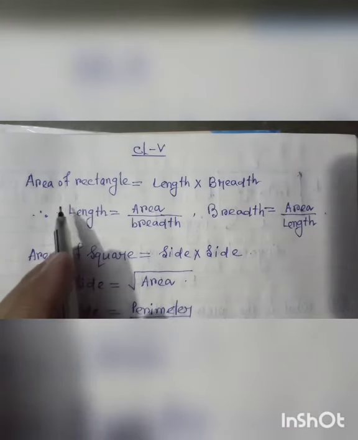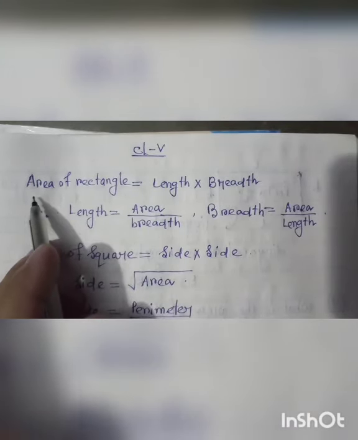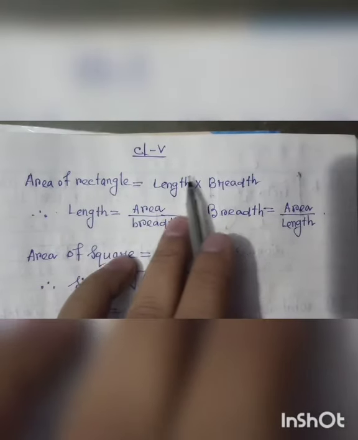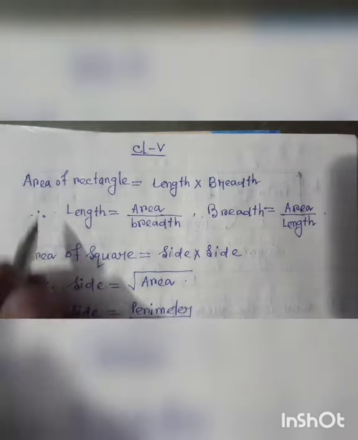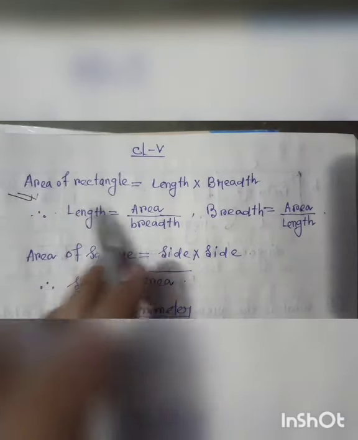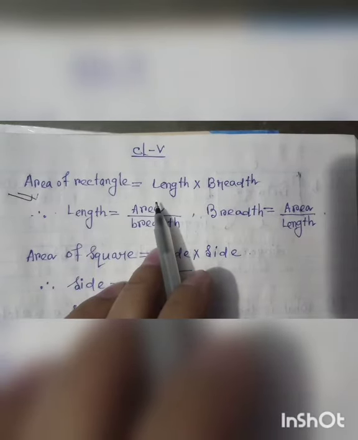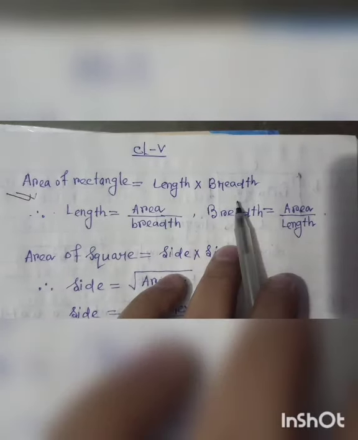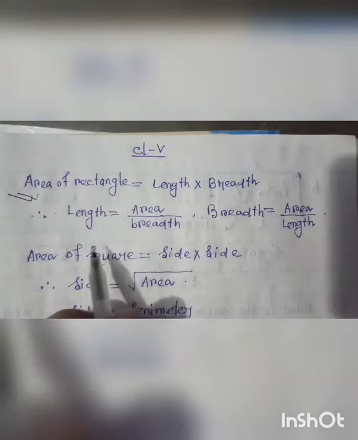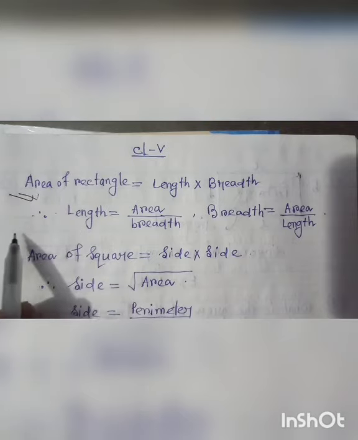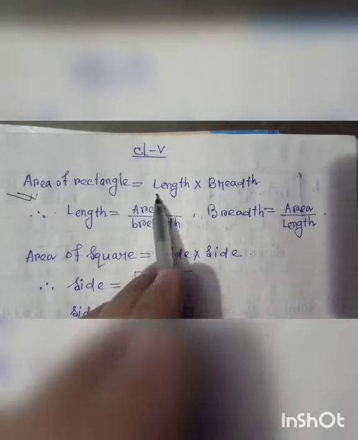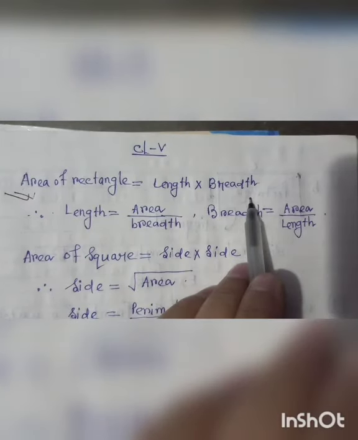Look, class 5 students, I am continuing from the previous exercise 12b. Some theory I am discussing: area of rectangle. How to find the area of a rectangle? Rectangle means the plane figure, two-dimensional figure. A rectangle has length and breadth, and area means how much total space it covers, horizontally and vertically. So area of rectangle means length into breadth.